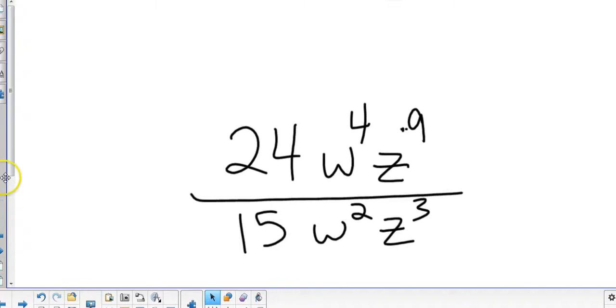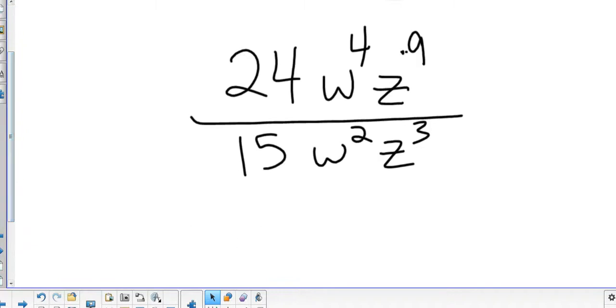So using this and coupling with our other notes here, I see a GCF of 3 in here. 24 is 3 times 8. 15 is 3 times 5. I can cancel out the 3 out of the top and bottom.